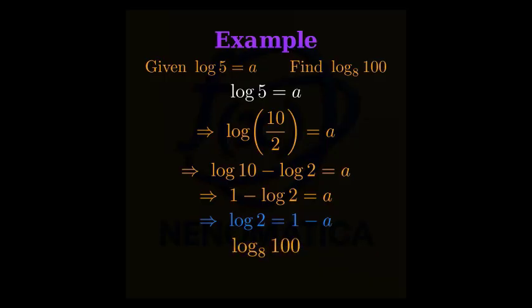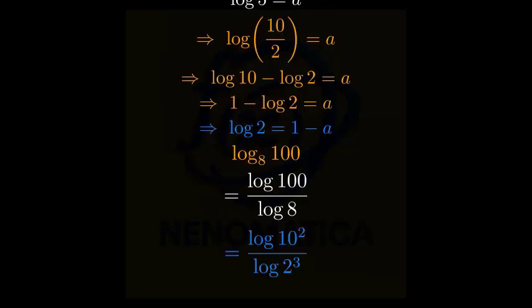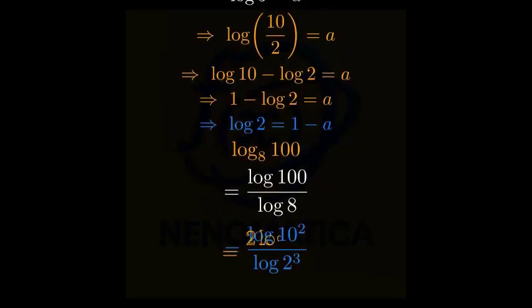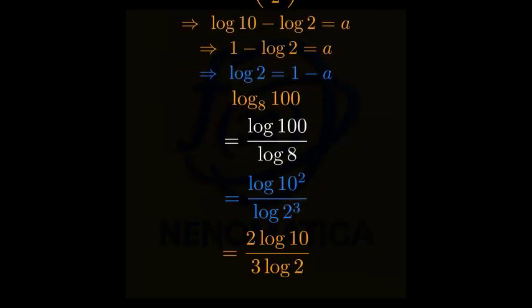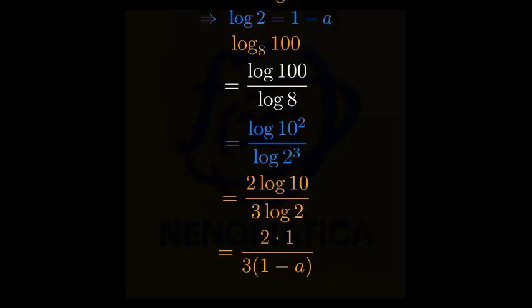Use the change of base formula. Rewrite 100 as 10 squared and 8 as 2 cubed. Apply the power rule to bring exponents out front. Substitute log 10 equals 1, and our earlier result log 2 equals 1 minus a. Then simplify to the final compact form.